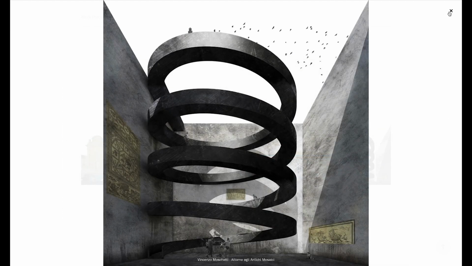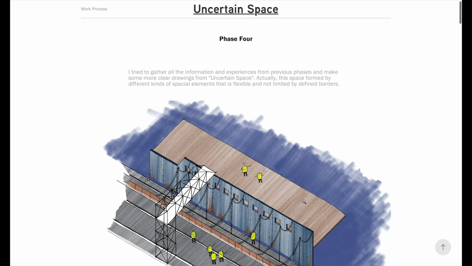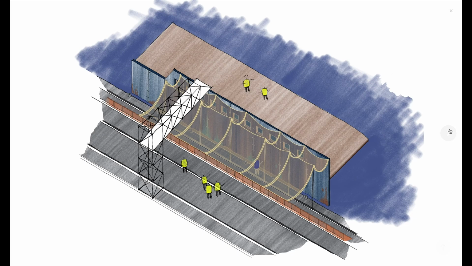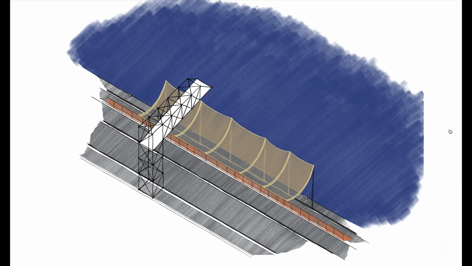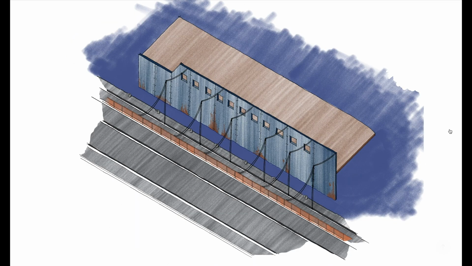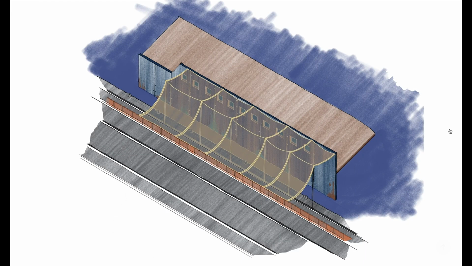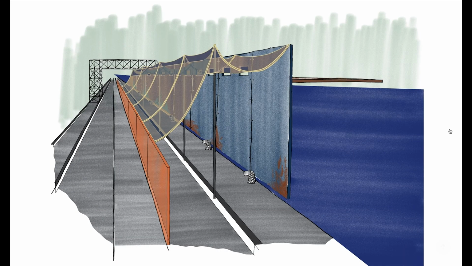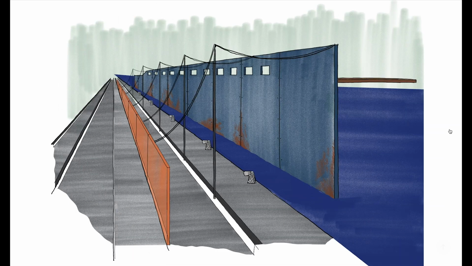In phase 4, I summed up my findings and experiences from previous phases to speculate on uncertain space and its flexibility and adaptiveness as architectural qualities. I defined this space by using different sorts of materials and structures like tensile structure and steel structure.